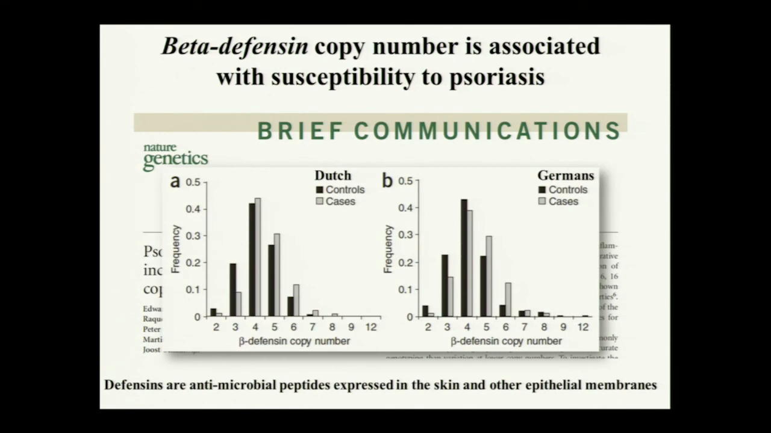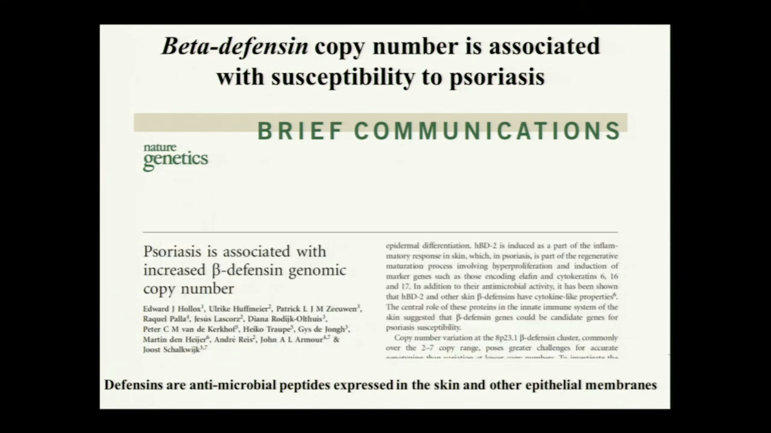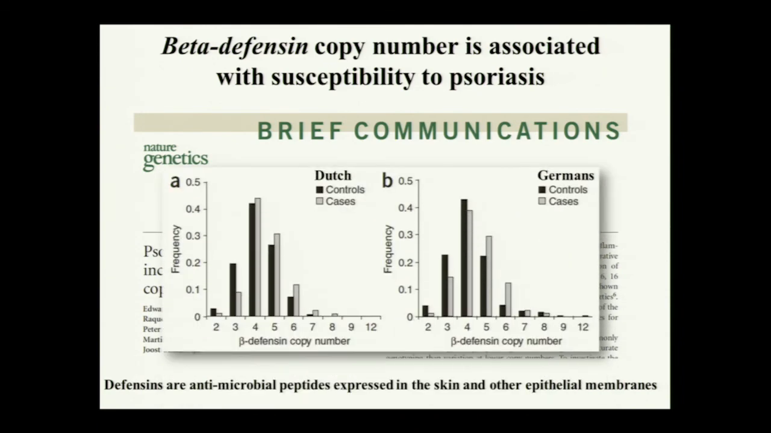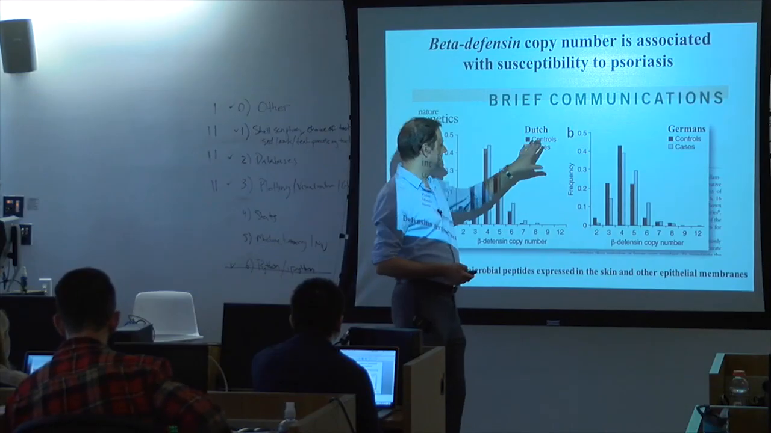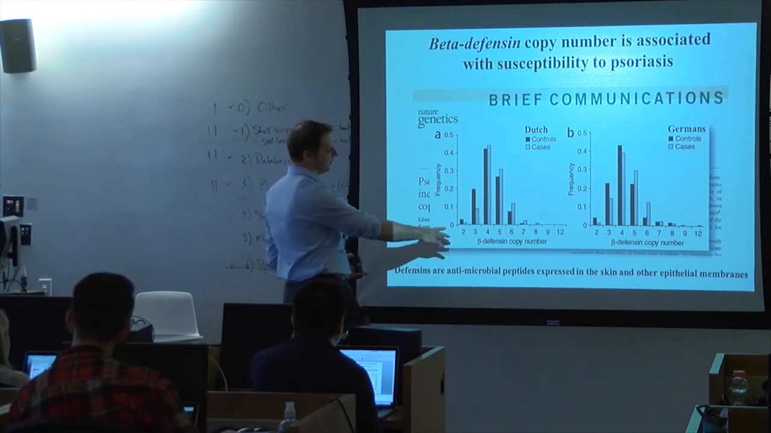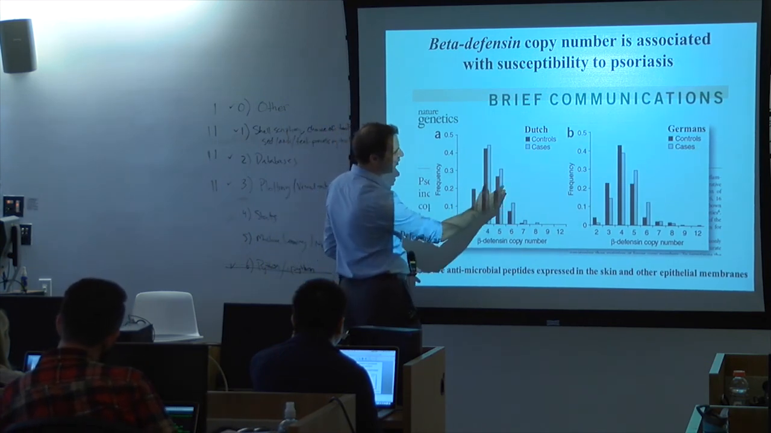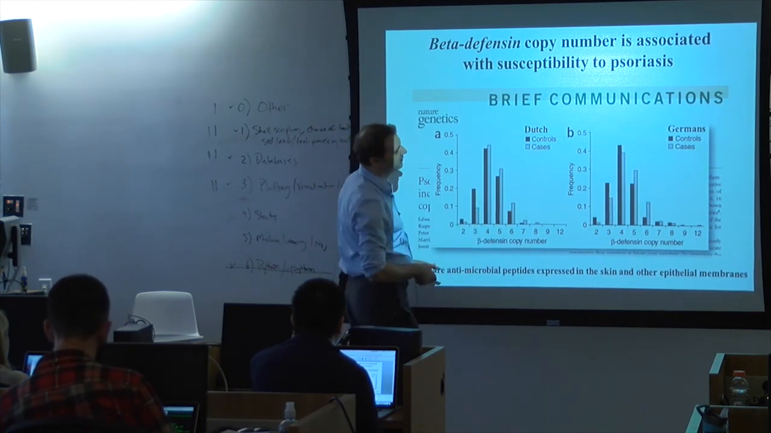And here some studies were done, originally in psoriasis. In a replication study, both in Dutch and German cases and controls, it was found that individuals with psoriasis tend to have higher copy number of beta defensin.